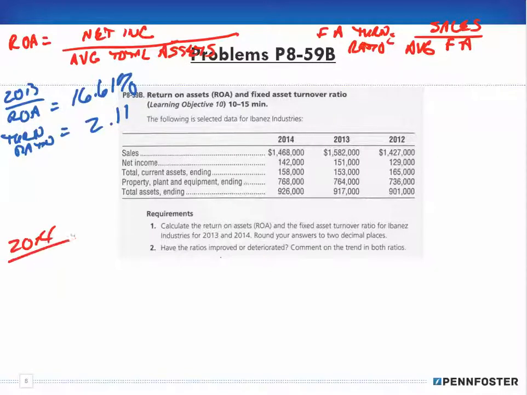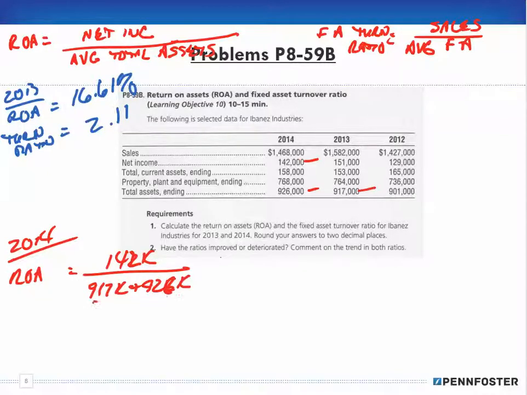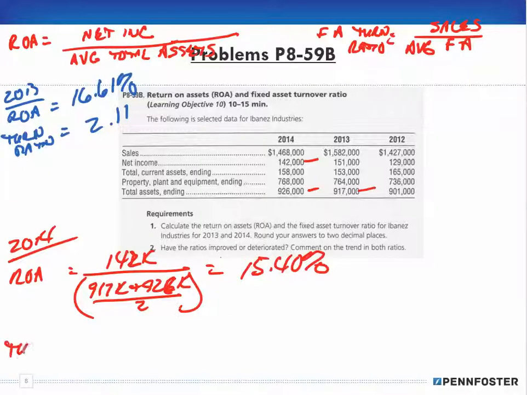So for 2014, all right, return on assets is equal to my net income, for 2014, is 142,000. And that is divided by the ending of 2013, which becomes the beginning of 2014, plus the ending for 2014. Since it's an average, we're dividing by 2. And if we do all of the math, we end up with 15.40%.